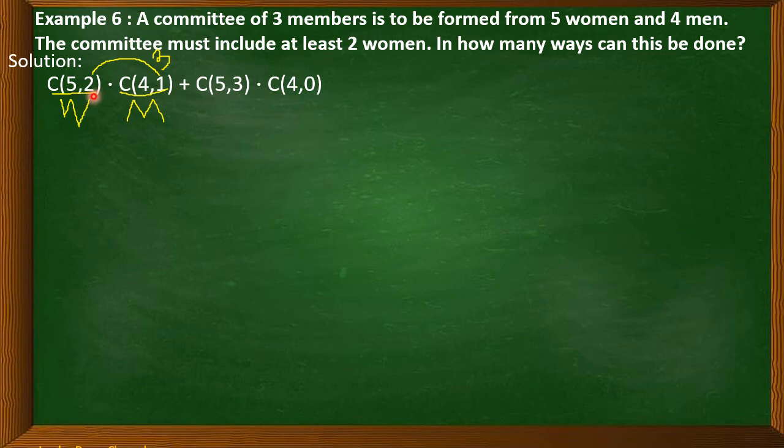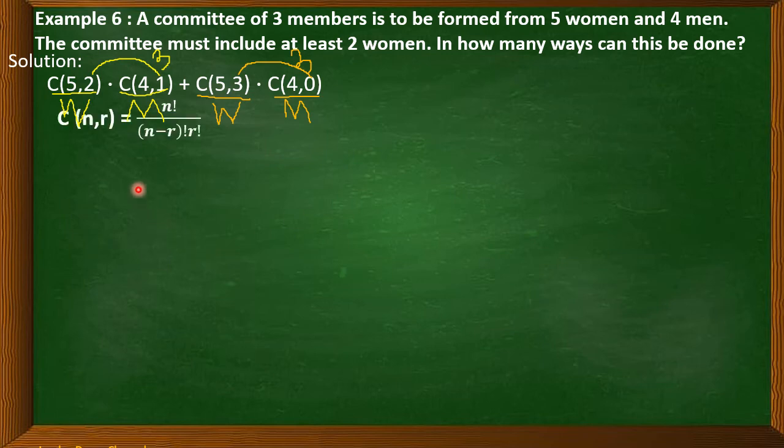So if there are 2 women, then for the men, we can have 1. So combination of 4 taken 1. Plus, you can also have combination of 5 taken 3. It means all are women and 0 men. So all in all, still we have 3 members. So this is actually a combination.